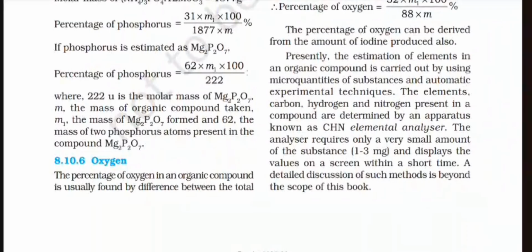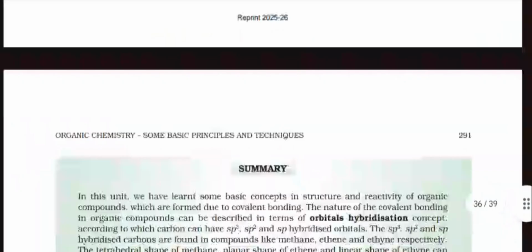Also, presently the estimation of elements in organic compounds is carried out by using micro quantities of substance and automatic experimental techniques. The elements carbon, hydrogen and nitrogen present in a compound are determined by an apparatus known as a CHN elemental analyzer. The analyzer requires only a very small amount of the substance and displays the value on screen within a short time. A detailed discussion of such methods is beyond the scope of the book.